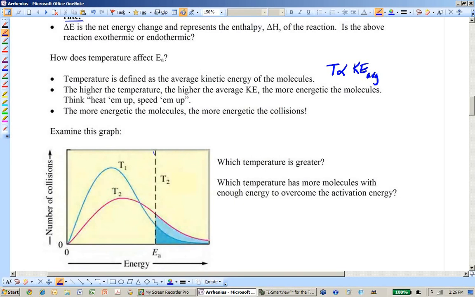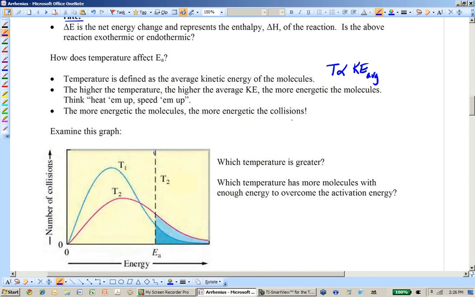So the higher the temperature, the higher the average kinetic energy, the more energetic the molecules. Heat them up and speed them up. More energy, going to react faster. So the more energetic the molecules, the more energetic the collisions, the faster this is going to go.